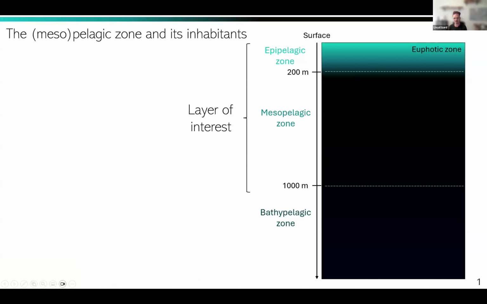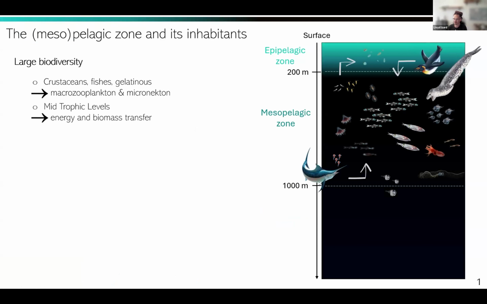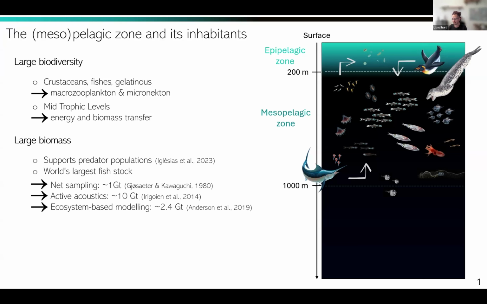Today, our area of interest will englobe the epipelagic and the mesopelagic zones. As you know, these layers are home to a wide array of pelagic fauna, such as crustaceans, fishes, and diverse gelatinous life forms. As mid-trophic levels, they really allow the transfer of energy and biomass along the trophic web. And we know as well that there is a large biomass in these depths that can support, in turn, top marine predators. And we have, for example, the largest fish stock in the world. But how important it is still quite uncertain.